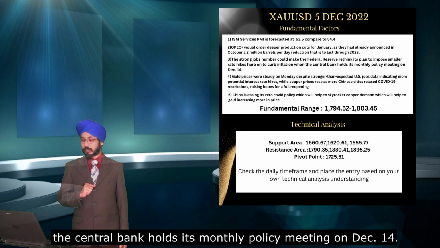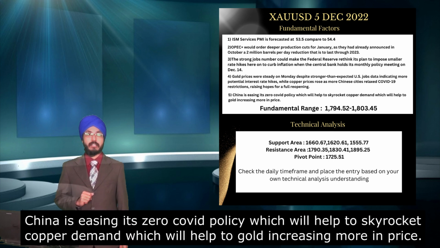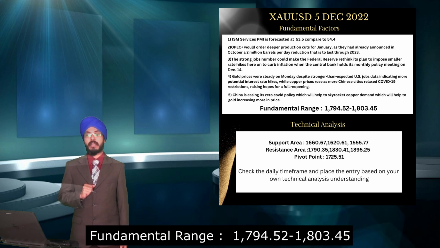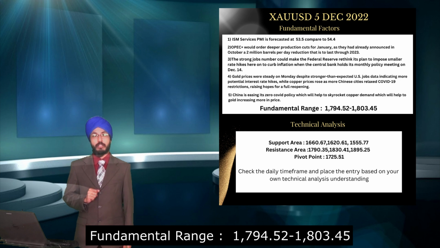And fourthly, China is easing its zero COVID policy, which is helping the gold price to stay above. The fundamental range that we are looking at is between 1794.52 to 1803.45, and the trend is bullish.